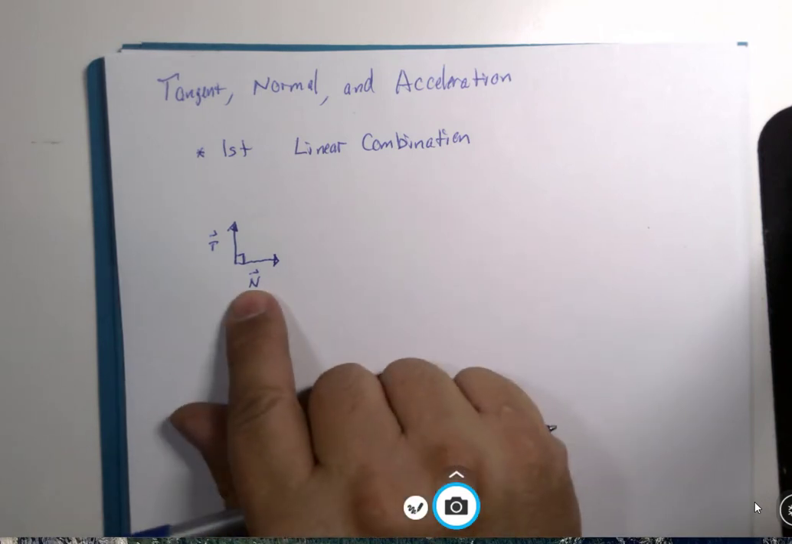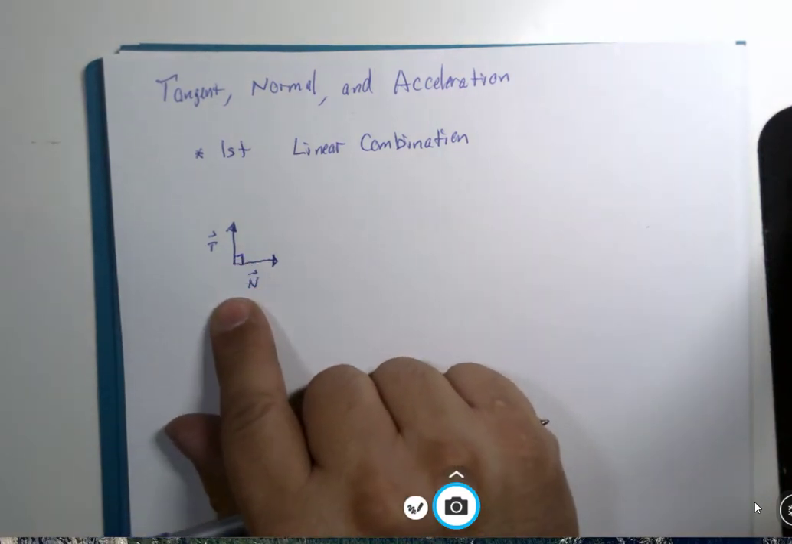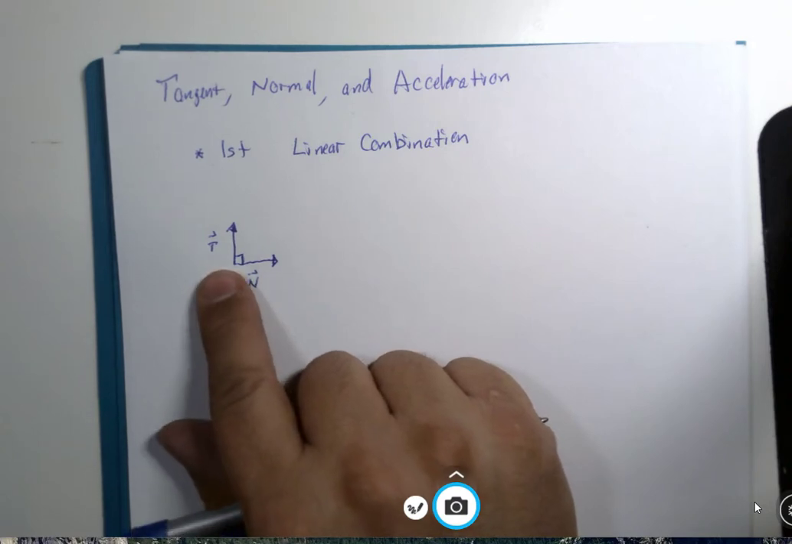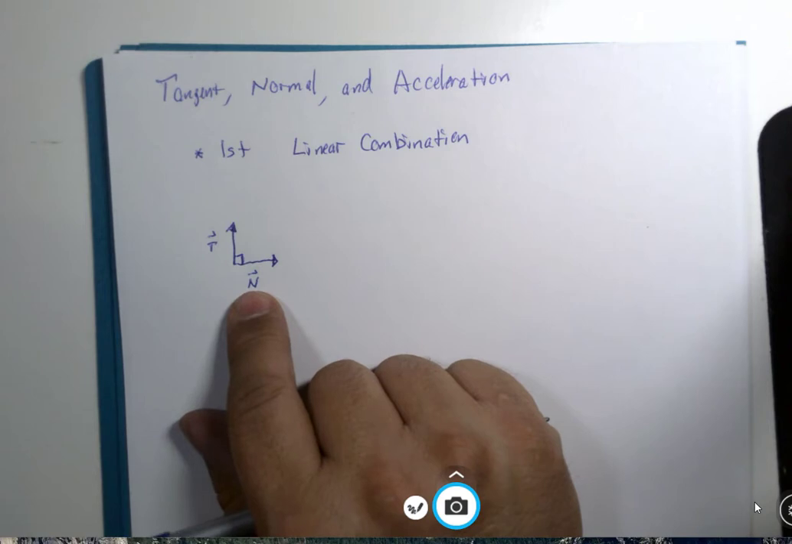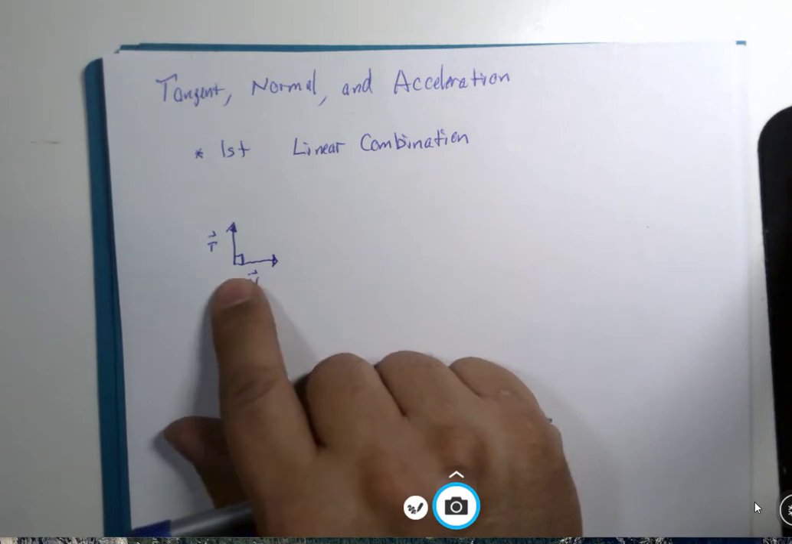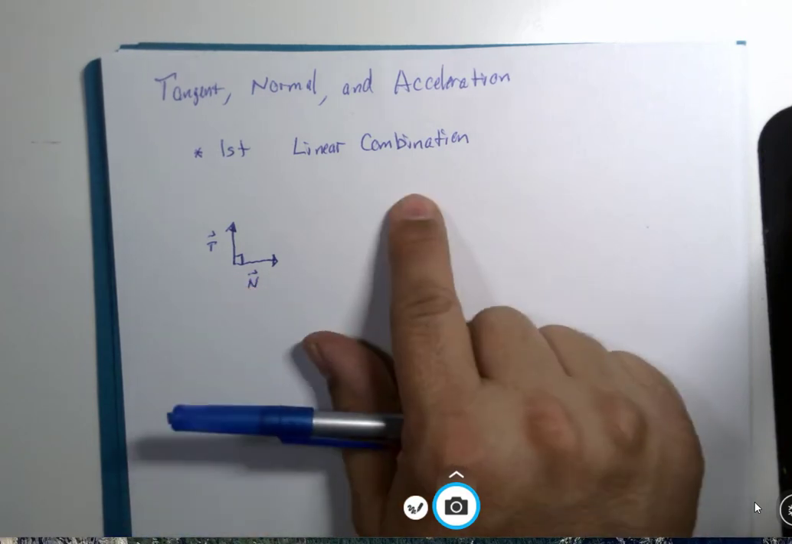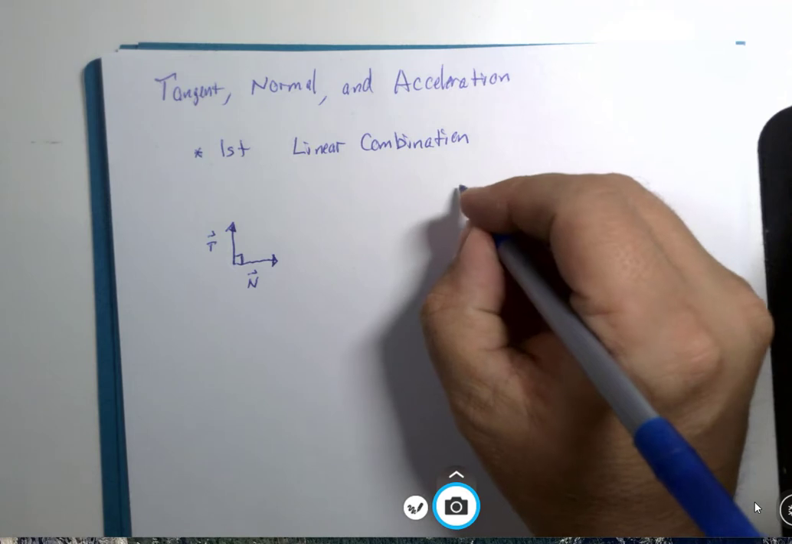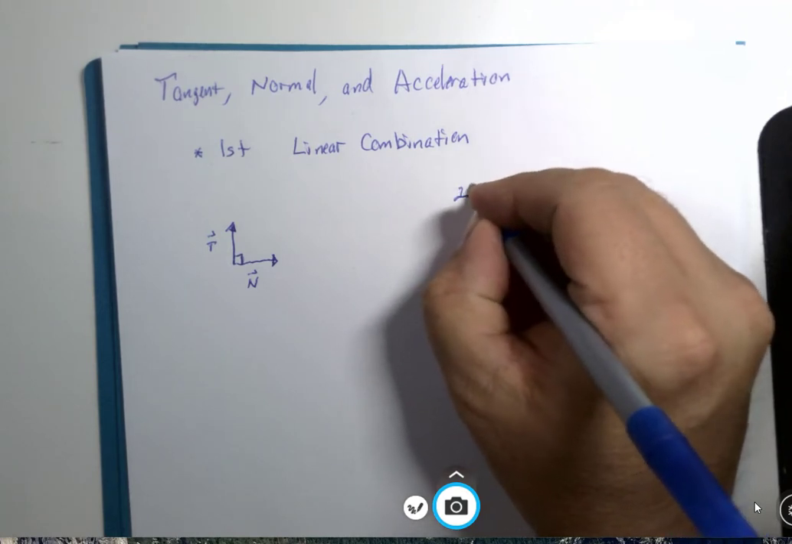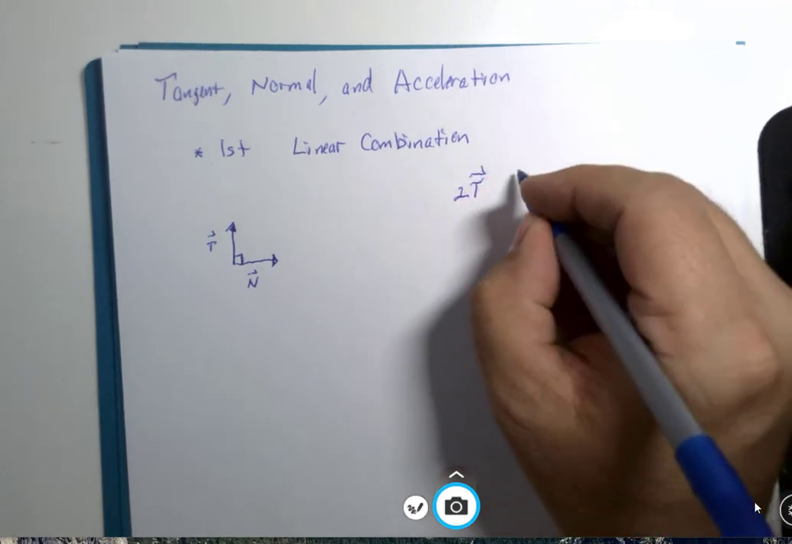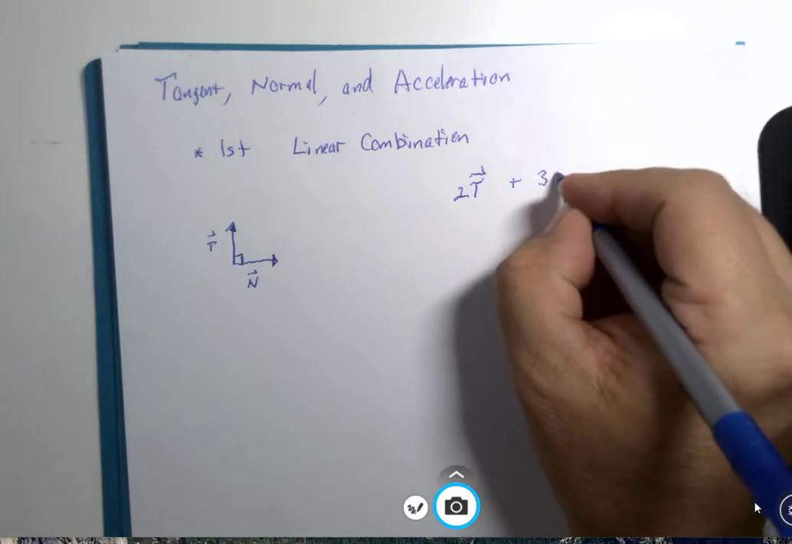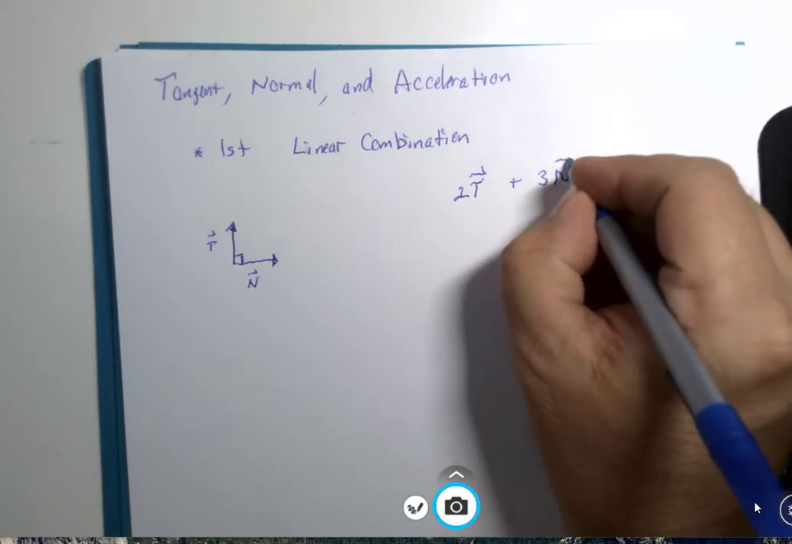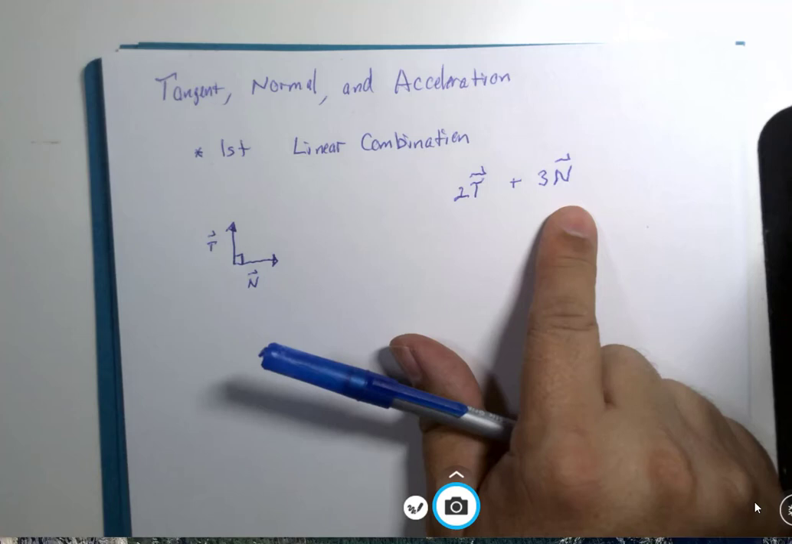And let's suppose that we had the tangent vector and our normal vector. Remember, they're both unit vectors, 1 unit long each. And we know that the normal vector is perpendicular to the tangent vector if they're touching. So a linear combination means to do something like this. If we double the tangent vector and add 3 times the normal vector, this is called a linear combination.